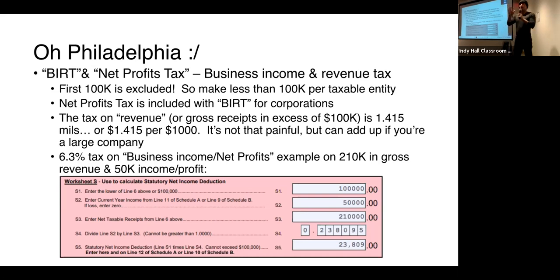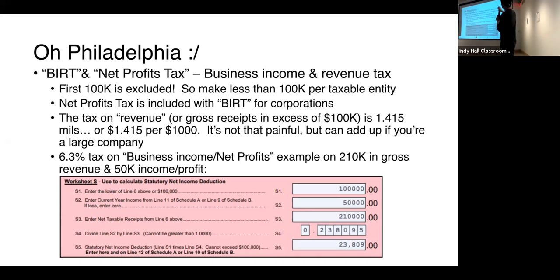If you're organized as an LLC right now, you already pay net profits tax. If you're a corporation, you have to pay business income and revenue tax. It's just the net income tax. It's just the net profit tax, but they add on a little extra tax on top of that. It's the same thing, for the most part. So the first $100,000 is excluded. So you can create multiple entities as S corporations and make sure they all make less than $100,000 and avoid all this, which is a strategy some people use. But then unless you're capable of doing your own taxes, you have to hire someone to do the taxes. So roll that up into your head there too.